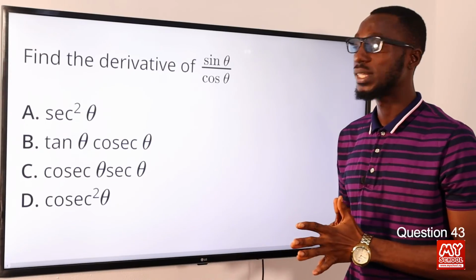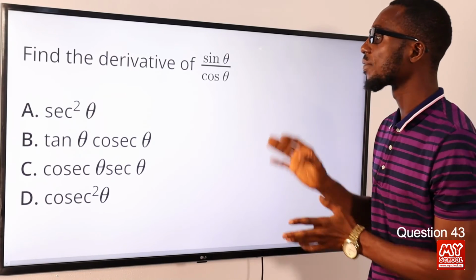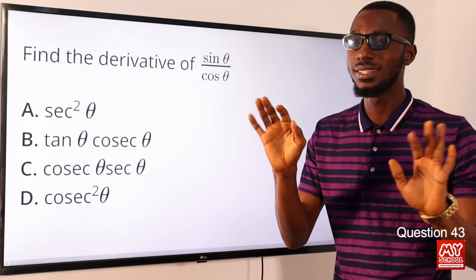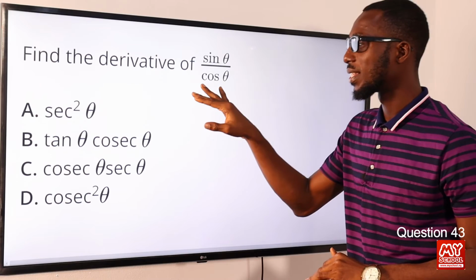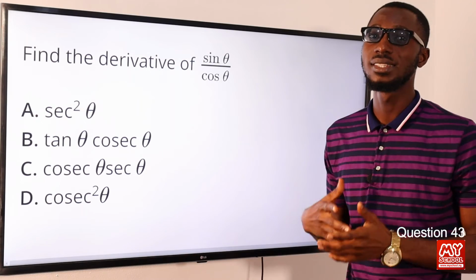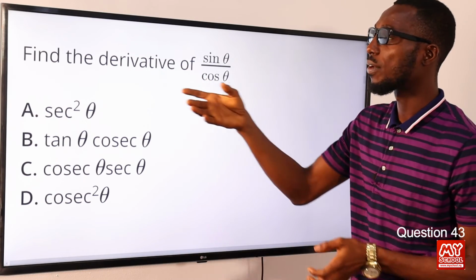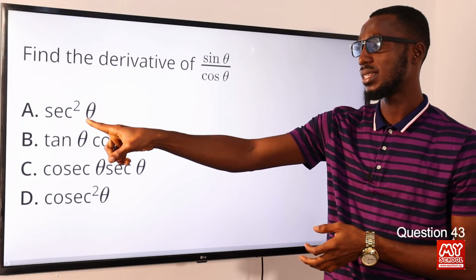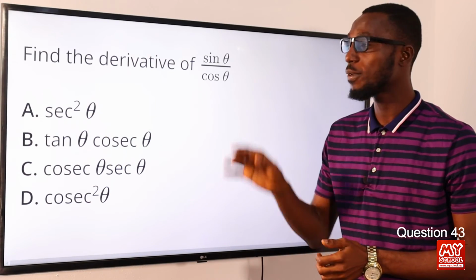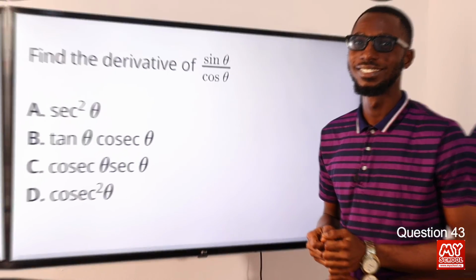We have question 43. Find the derivative of sin theta over cos theta. Remember this: sin theta divided by cos theta, or sin theta over cos theta, makes tan theta, and the derivative of tan theta is sec square theta. So the correct option is option A for sec square theta.